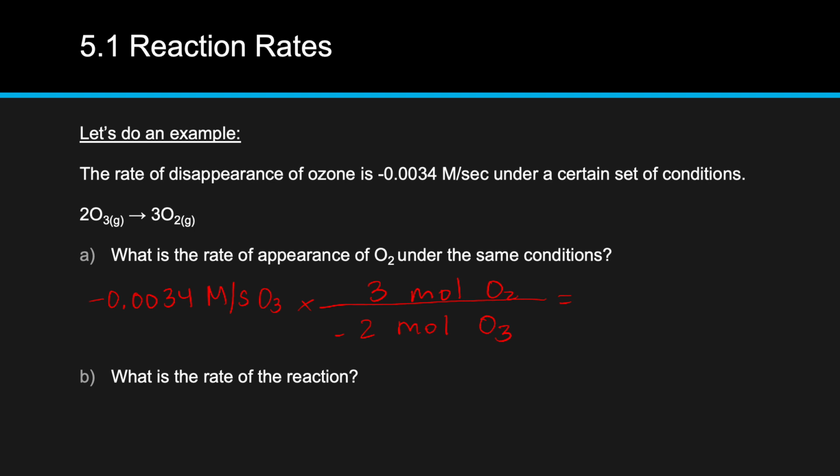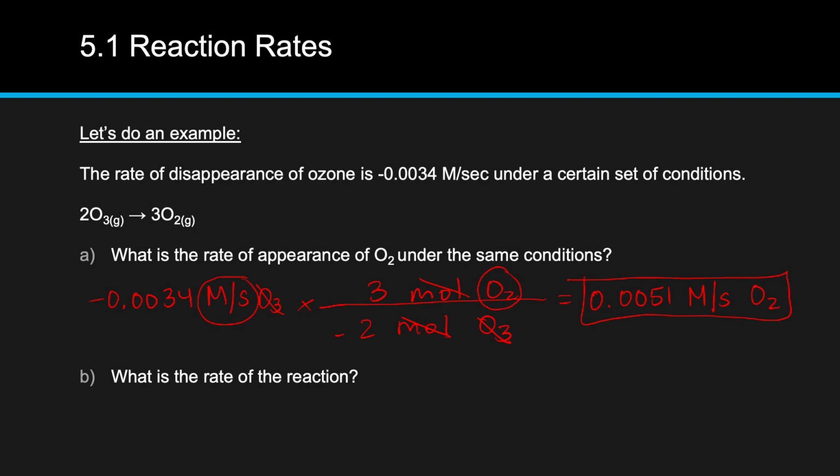So when we solve for that, we end up getting 0.0051 molarity per second of oxygen gas. That's because our ozone cancels out and our moles cancels out, so we're just left with molarity per second and oxygen gas. So that would be your answer for A.